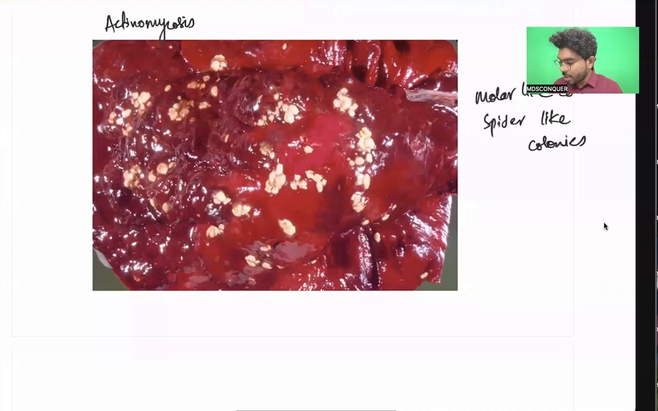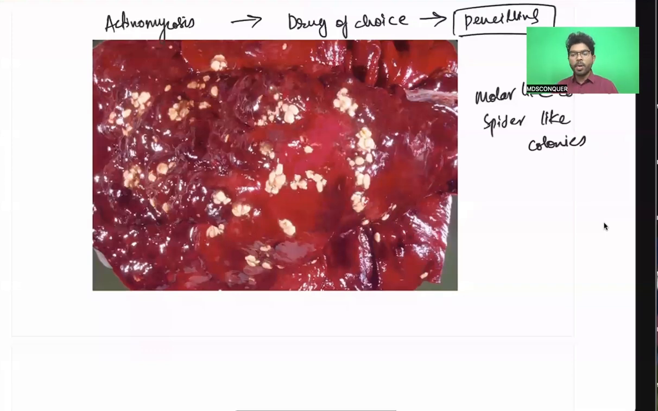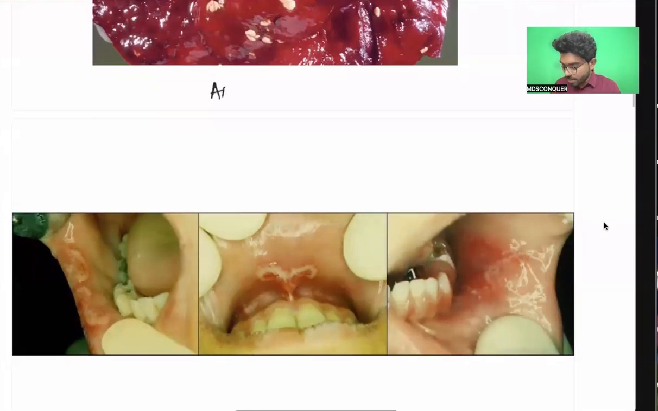Can you tell me what is the drug of choice? Yes, drug of choice is penicillins. Can you tell me what is drug of choice for ANUG? Yes, ANUG drug of choice is again penicillins. Penicillins is the better drug, followed by metronidazole.